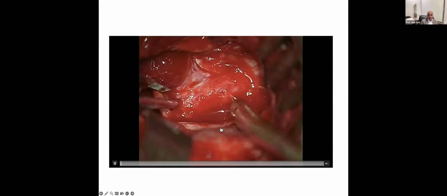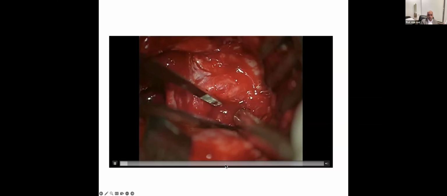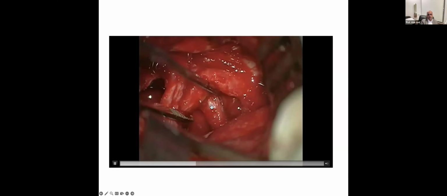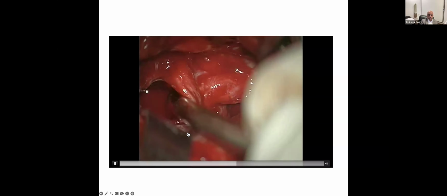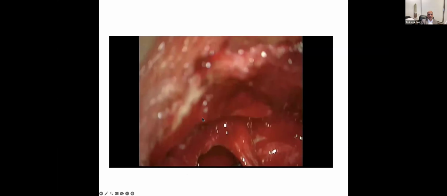So middle fossa approach, see this little bit of an anatomy I'm showing. This is the hole from the middle fossa. You see how much the entire, this is the carotid artery, this is the fifth nerve, everything under complete control. And then you can remove the tumor. These are not difficult. These are soft tumors and you keep on getting.